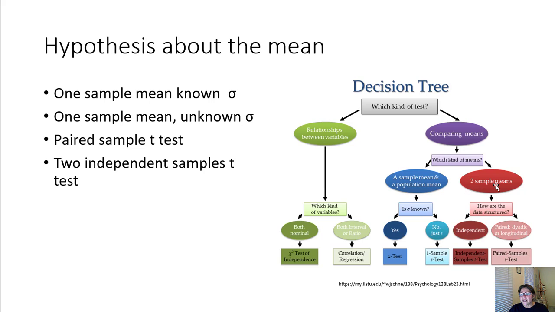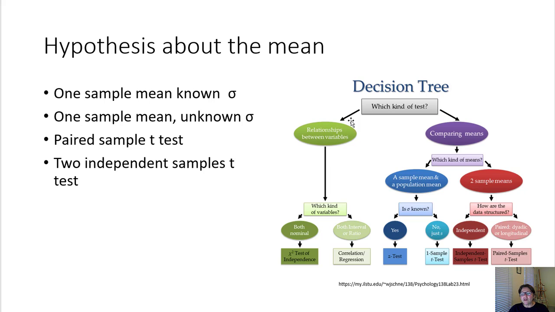If you have two samples, how is the data structured? Do you have two independent samples? Then you do a two independent samples t-test. Or do you have a measurement before and after something? Then you have dependent samples, longitudinal data, and you use a paired samples t-test.